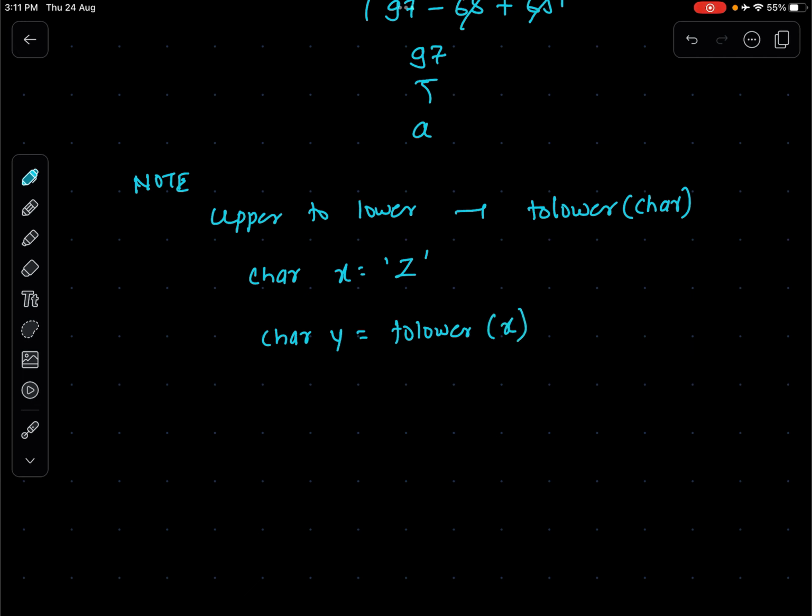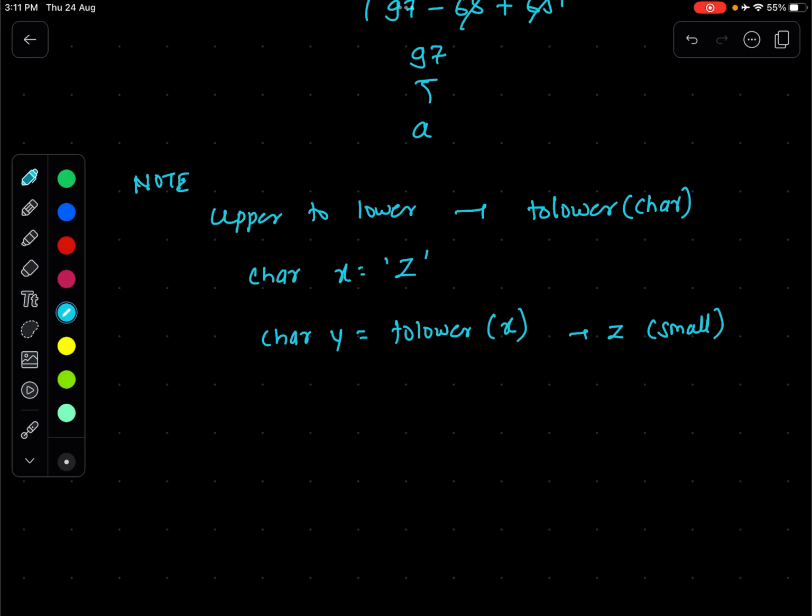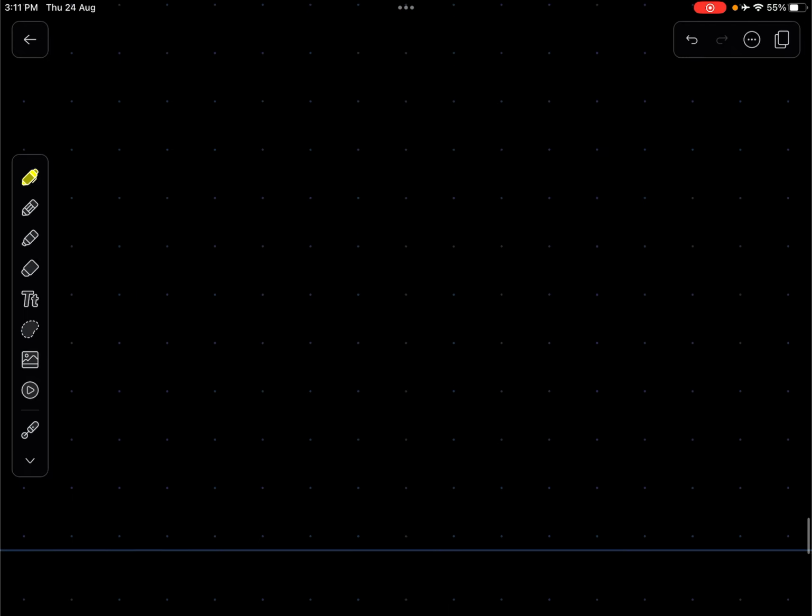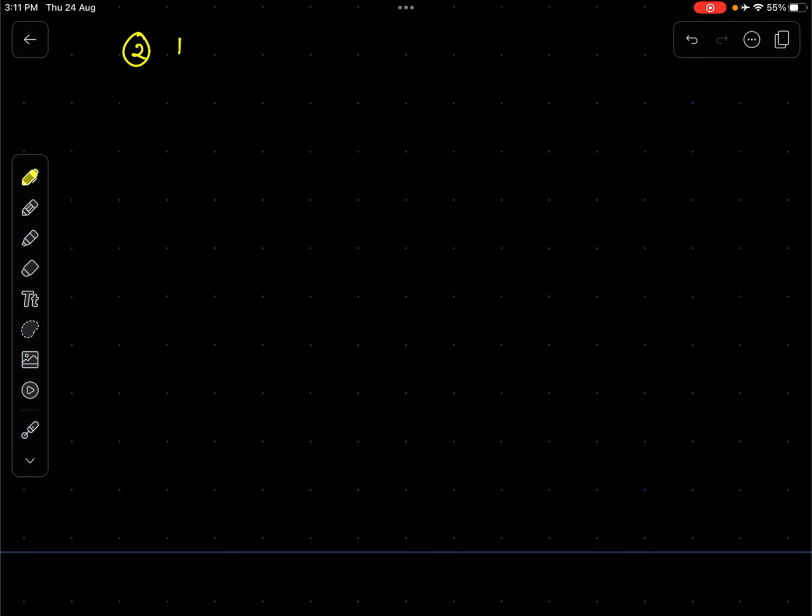So when I print it, what will it print? It will simply print small z. This is the smaller one, right? So this is my inbuilt function. I hope you understand the two ways to convert uppercase to lowercase. Now let's check out how to convert lowercase to uppercase, right? The second part is lower to uppercase.